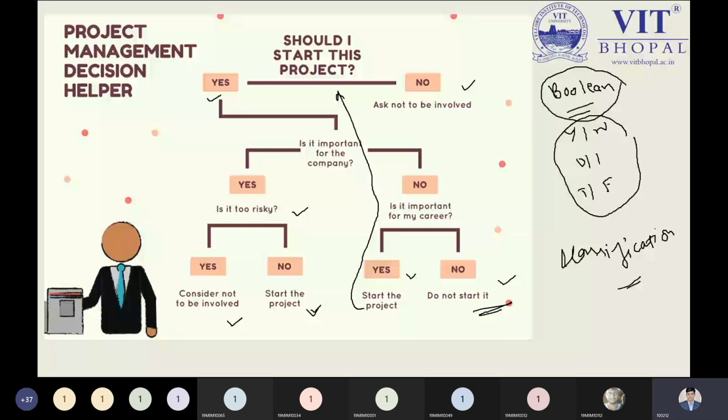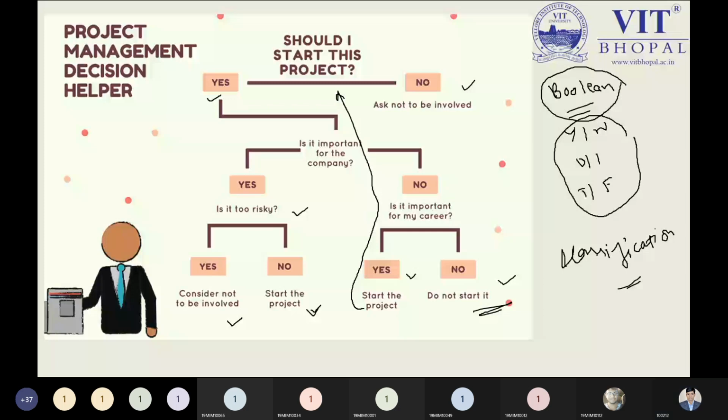But if you find that the project is industry oriented, career oriented, then you will start the project without any doubt. That is the simple meaning. Here we are identifying the classification. So what is the classification? You classify your information based on yes or no, true or false, or zero or one. Those are the options.